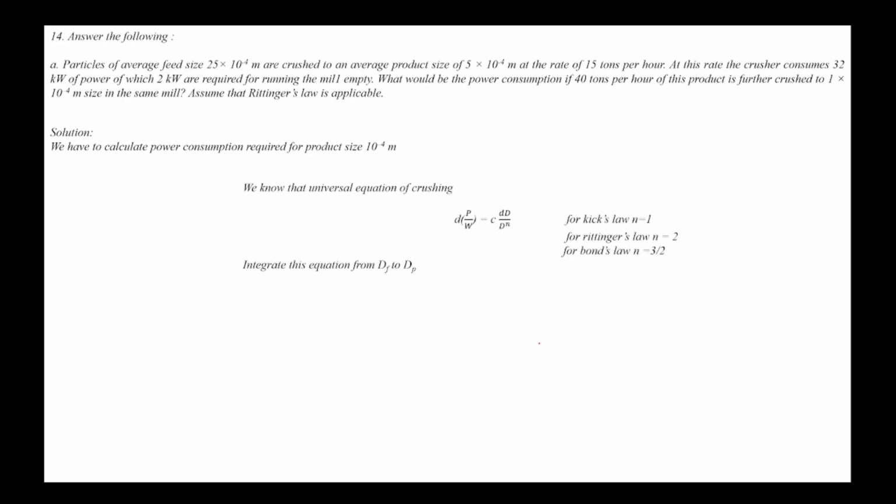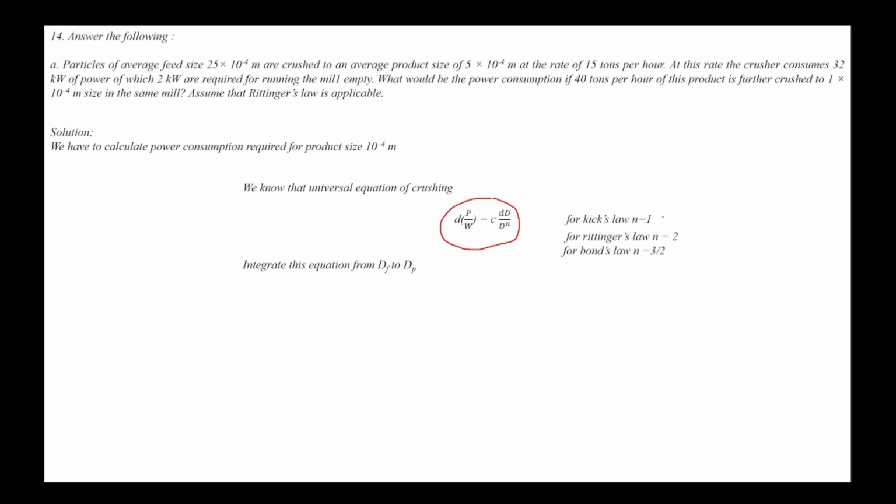So the very first thing in this question is that we should know what Kick's law, Bond's law, and Rittinger's law are. We have to calculate the power consumption required for the particle size 10 to the minus 4. So we have to reduce the particle down to a diameter of 10 to the minus 4. We know the universal equation of crushing.